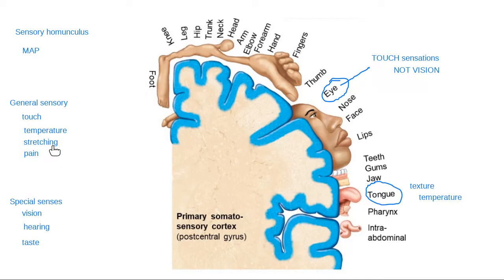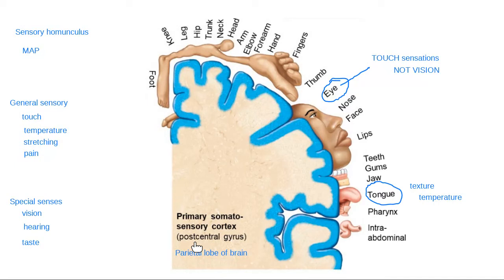Remind me, the sensory homunculus, which of those lobes in the brain did we say the sensory homunculus is found in? Which lobe of the brain? Yeah, the sensory homunculus is found in the parietal lobe of the brain, parietal lobe of the cerebrum. Remember that it's in the second half, or the back half, of the brain. It's in the post-central gyrus.